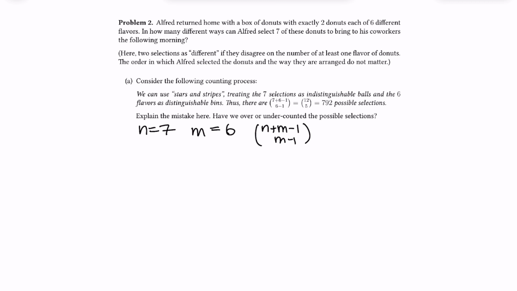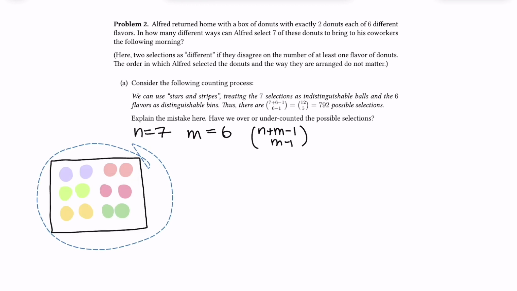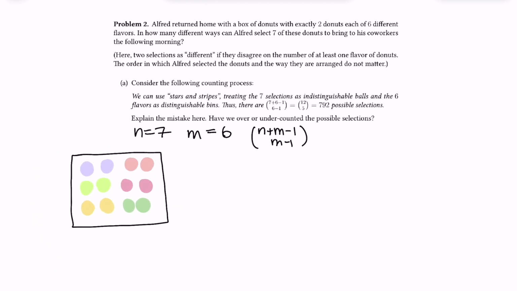Okay, did you pause? I hope that you paused. So I've drawn out the box of donuts that he originally buys. You can see there are 6 different flavors represented by the 6 different colors, and there are 2 of each flavor.